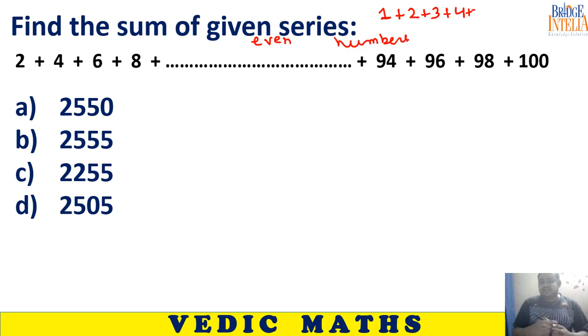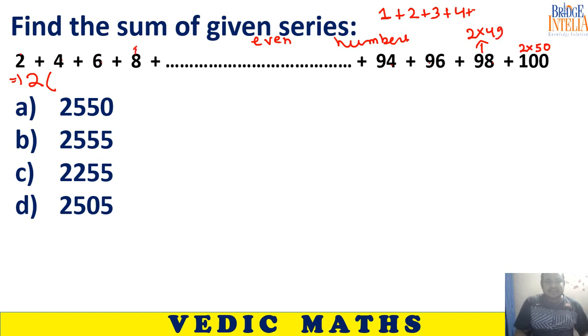But wait, there is a trick. What is the trick? If you take 2 common, see, 2, 4, 6, 8, all these numbers up to 94, 96, 98, 100 are multiples of 2. 100 is equal to 2 into 50. Similarly 98 is equal to 2 into 49.